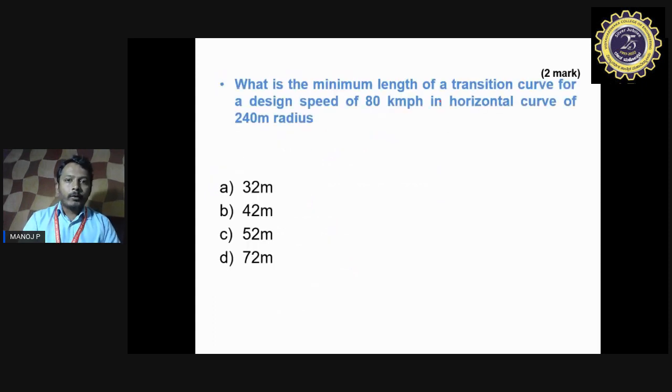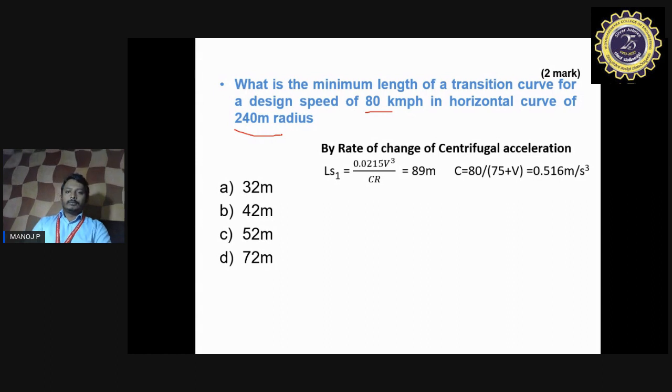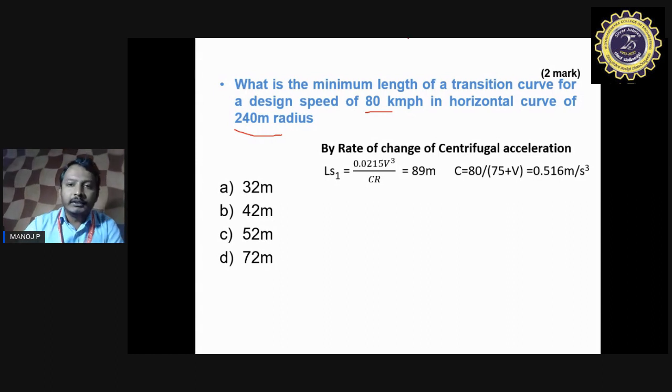Now, what is the length of the transition curve for a design speed of 80 km per hour in a horizontal curve of radius 240 meters? Let us calculate by rate of change of centrifugal acceleration. This is centrifugal acceleration. When we consider it, it is 0.0215 V cube divided by C R.